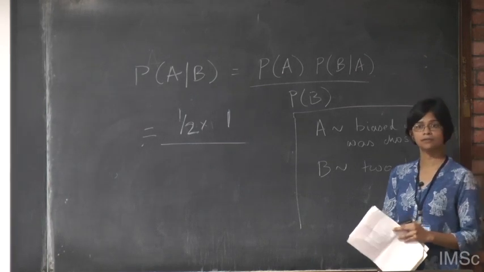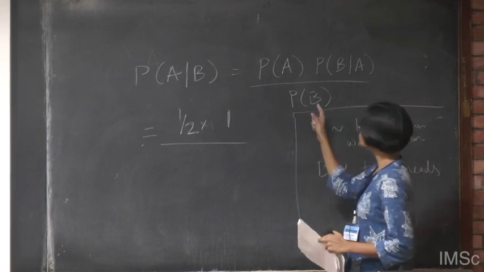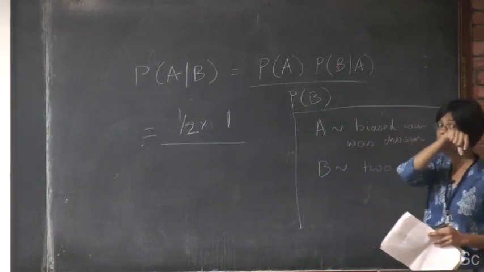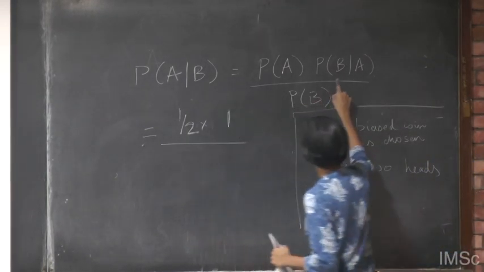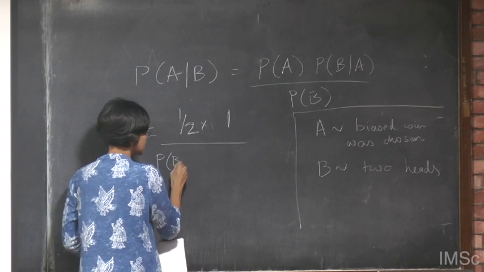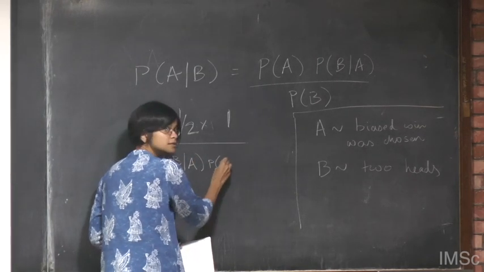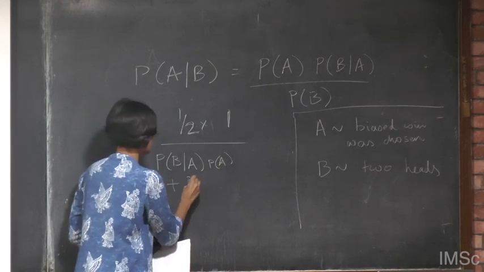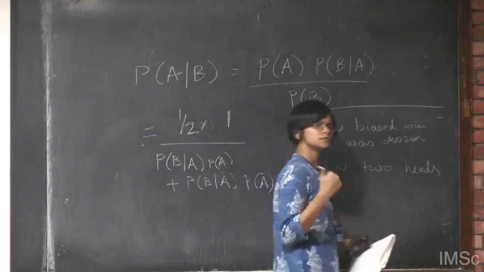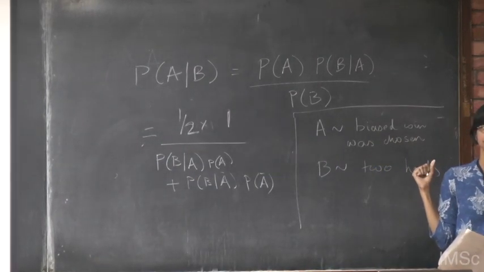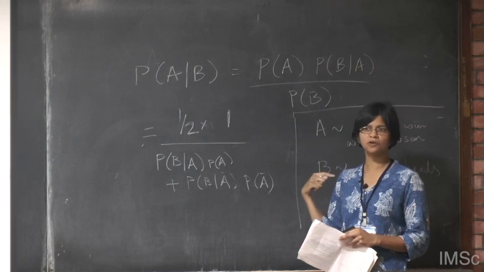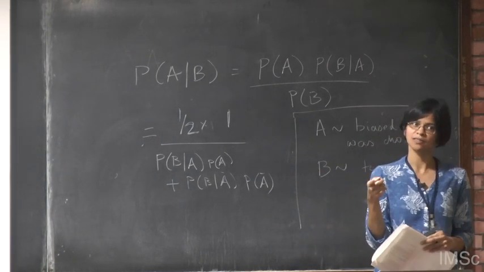How do you solve that? So you can split this P of B by doing the following in this format. P of B is equal to P of B given A times P of A, plus P of B given A bar times P of A bar. Correct? This process is called something, do you know? At least we used to call it marginalization.